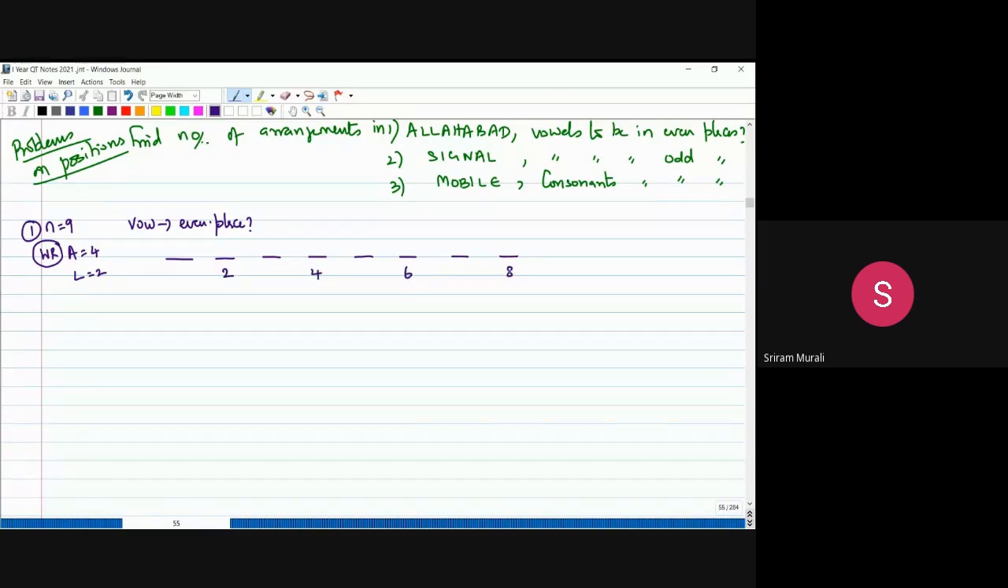So first fix the given condition. How many vowels are there? How many even places are there? The number of vowels is 4, only A. The number of even places is also 4. So this can be arranged in 4P4 ways. Is that clear?